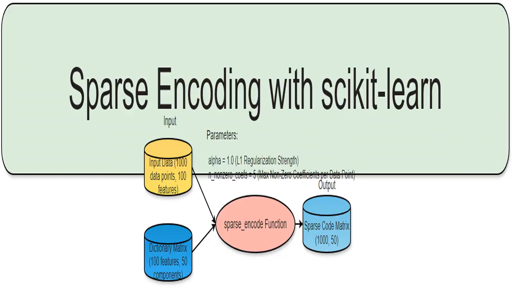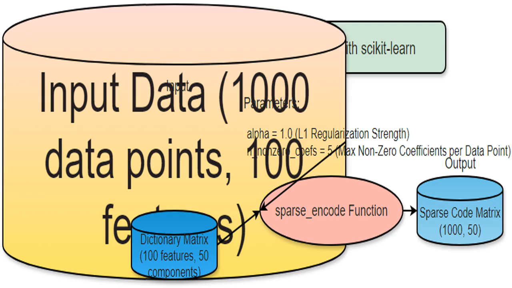I'm using scikit-learn's sparse function, a powerful tool for finding efficient, compact representations of data. It's like summarizing a long story using only the most important keywords. I have 1000 data points, each described by 100 different characteristics or features. Think of it like 1000 people, each with 100 different attributes such as height, weight, age, etc.